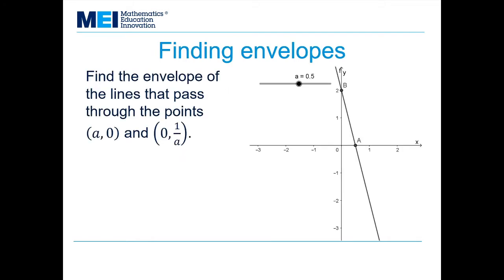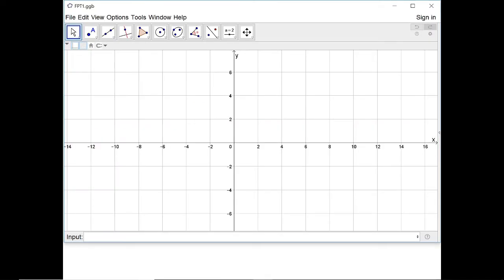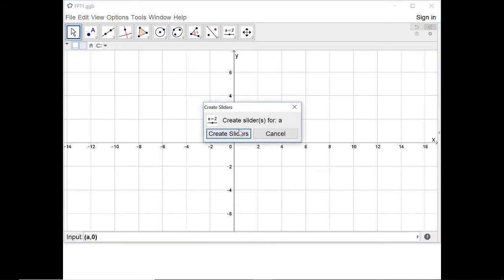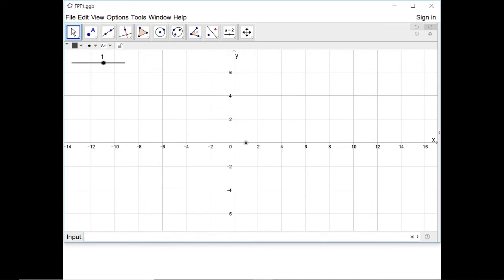So here's the question. Find the envelope of the lines that pass through the points (a, 0) and (0, 1/a). Well, let's start by seeing what this looks like. I need to start by plotting the point (a, 0). And it asks me to create a slider for a. And then I can plot the point (0, 1/a). And there's my second point.